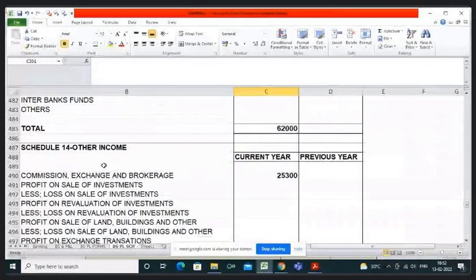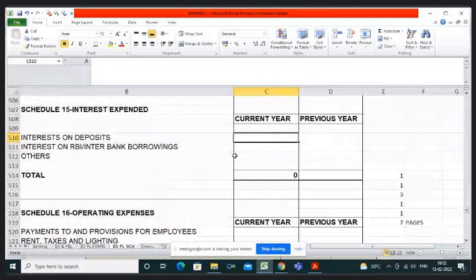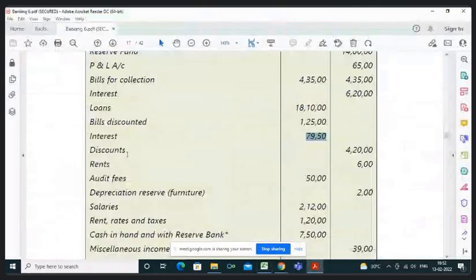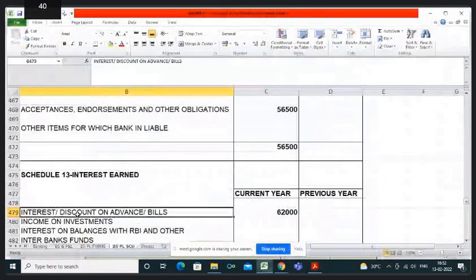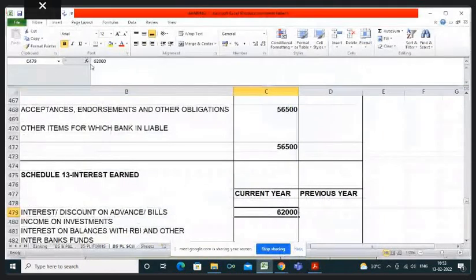Interest expended, interest on deposits, 7,950. Then discounts. Discounts can also be debit or credit, but here it is a credit balance. It means it's an income. So interest and discounts are part of schedule number 13. You see, interest and discount are major incomes of the bank.